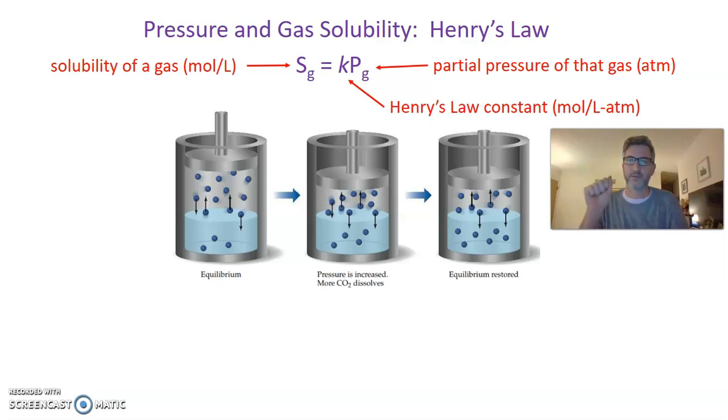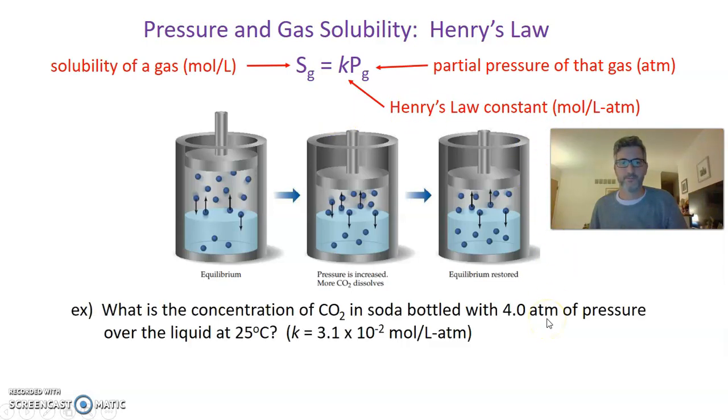Okay, so it depends on the identity of the solute. So let's say CO2. It depends on the identity of the solvent. So let's say water. And it depends on the temperature. So let's say we're at 25 degrees Celsius. And then you will get a value for Henry's law constant, and it's measured in moles per liter atmospheres.